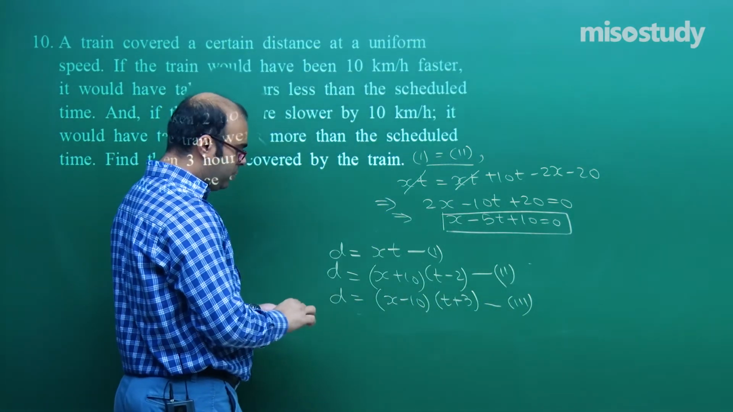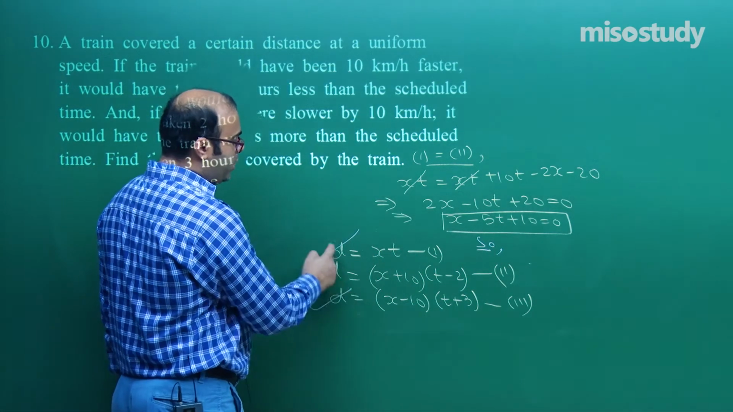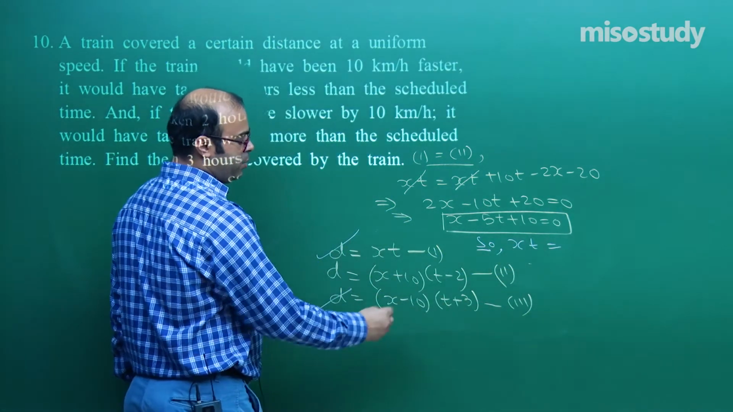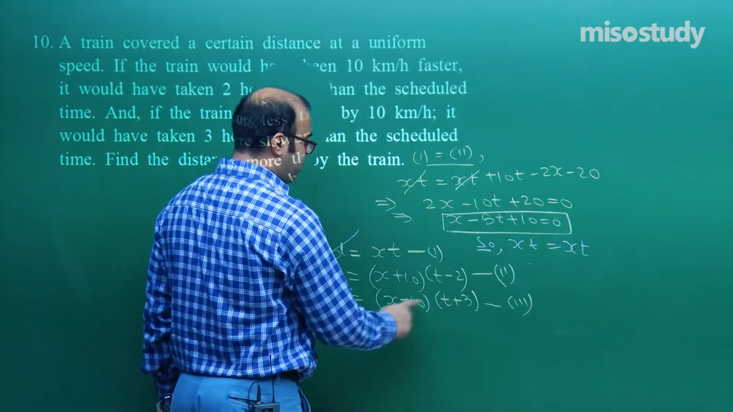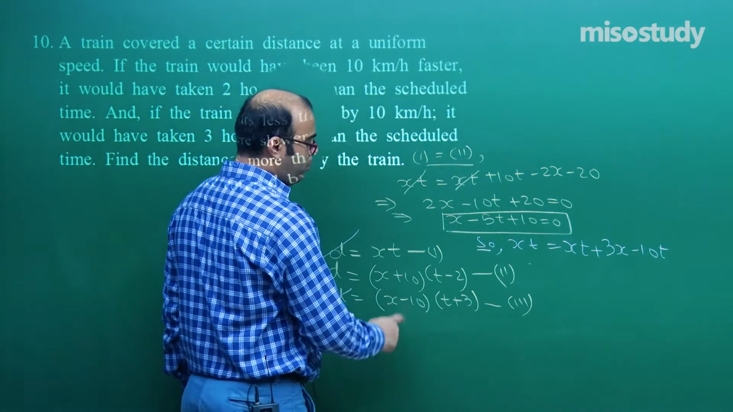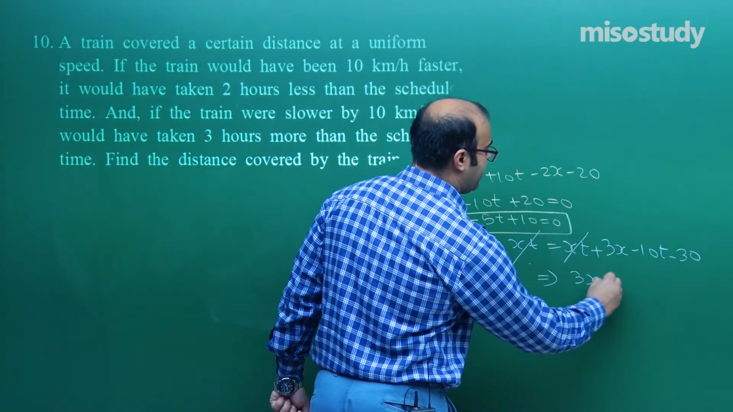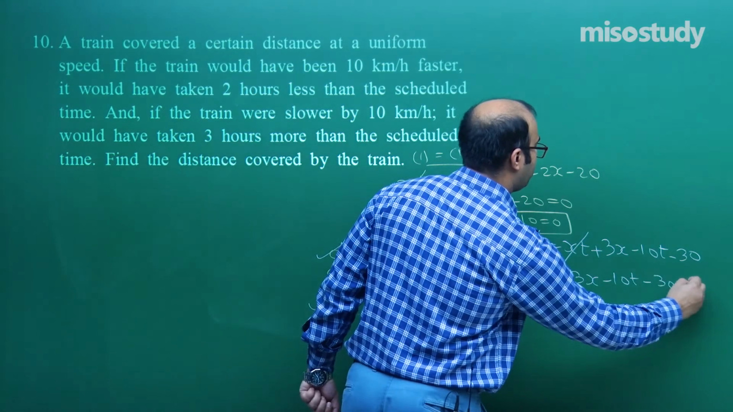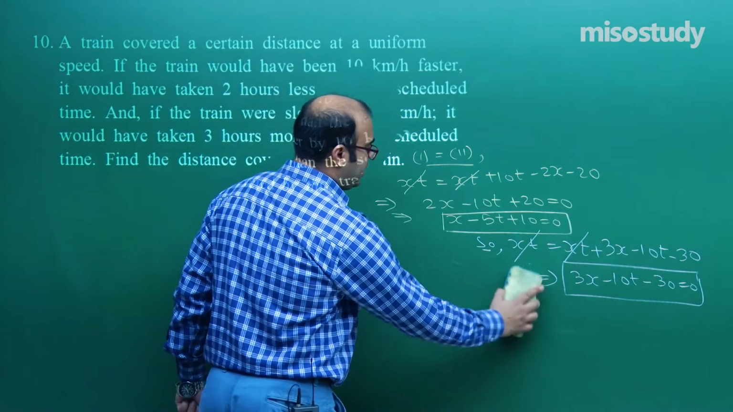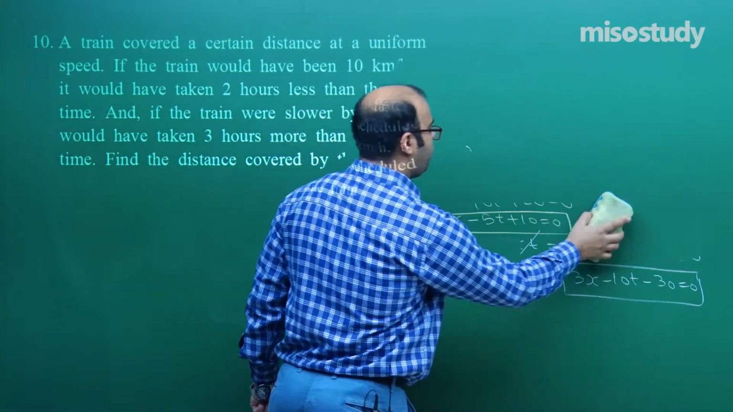Let us find another equation. We can also equate equation 1 with the third one. If we equate them, d and d, xt will be equal to x minus 10 into t plus 3. Let us multiply them. xt plus 3x minus 10t, and further 3 into minus 10 is minus 30. We observe that xt cancels, and this can be written as 3x minus 10t minus 30 is equal to 0. This is another equation. So we have formed two linear equations in x and t, which are the two variables here, and now we have to solve them.